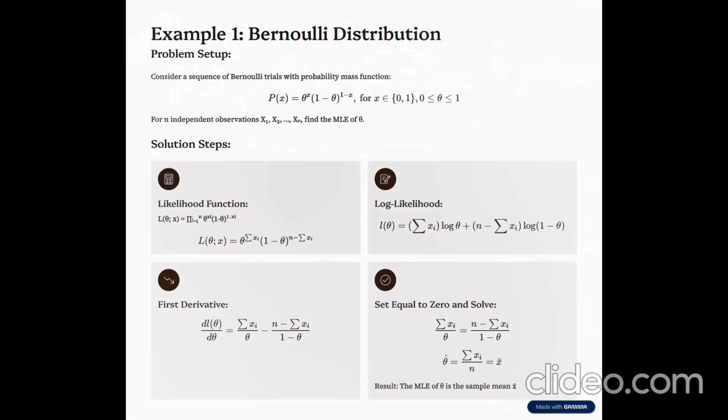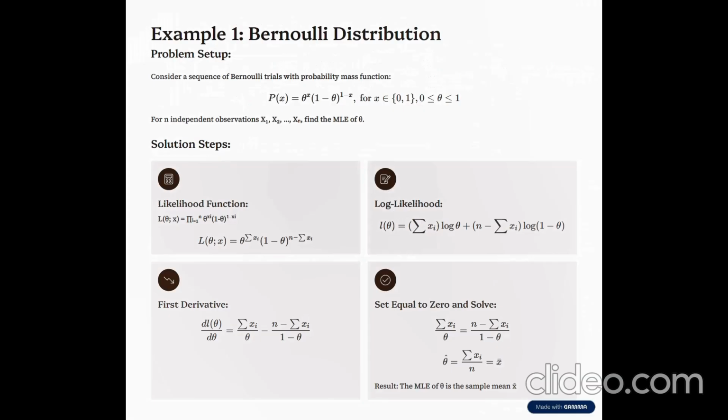So, consider a sequence of Bernoulli trials. The probability mass function is given as P of x equals theta to the power x times 1 minus theta whole to the power 1 minus x, where x takes the values 0, 1. We have n independent observations. The question is to find the maximum likelihood estimator of theta. So first we should find the likelihood function.